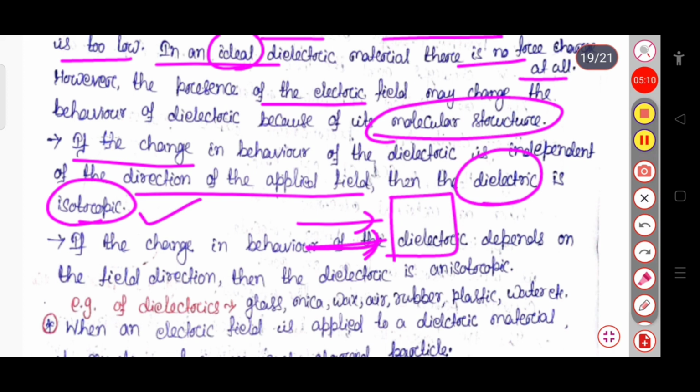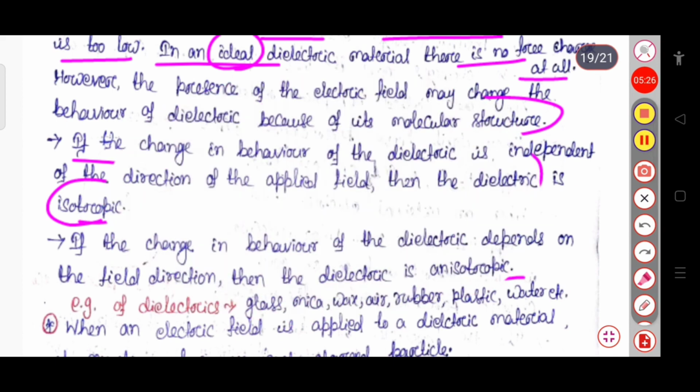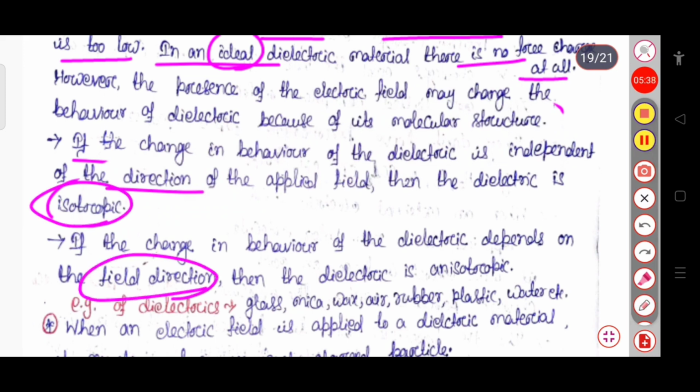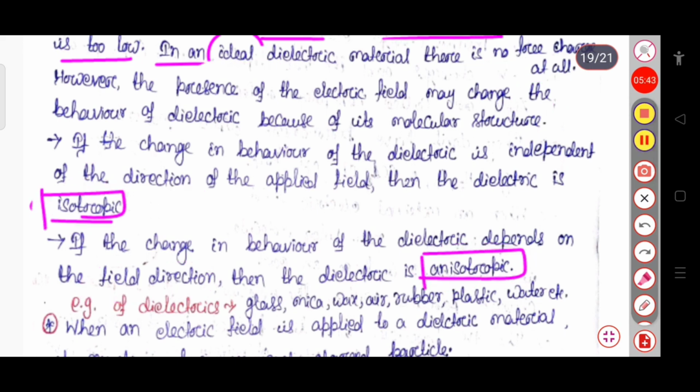But if the behavior of this dielectric material depends on the field direction, then the dielectric is called anisotropic in nature. In a single sentence, if it is independent of the direction of the field, then it is called isotropic. If the behavior of the dielectric depends on the field direction, then it is called anisotropic. Just make an underline on isotropic and anisotropic.